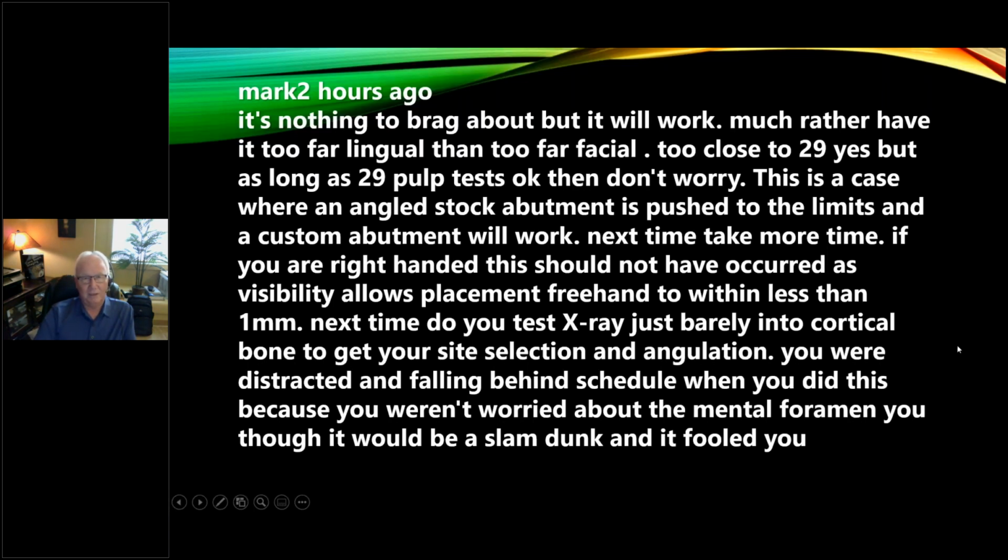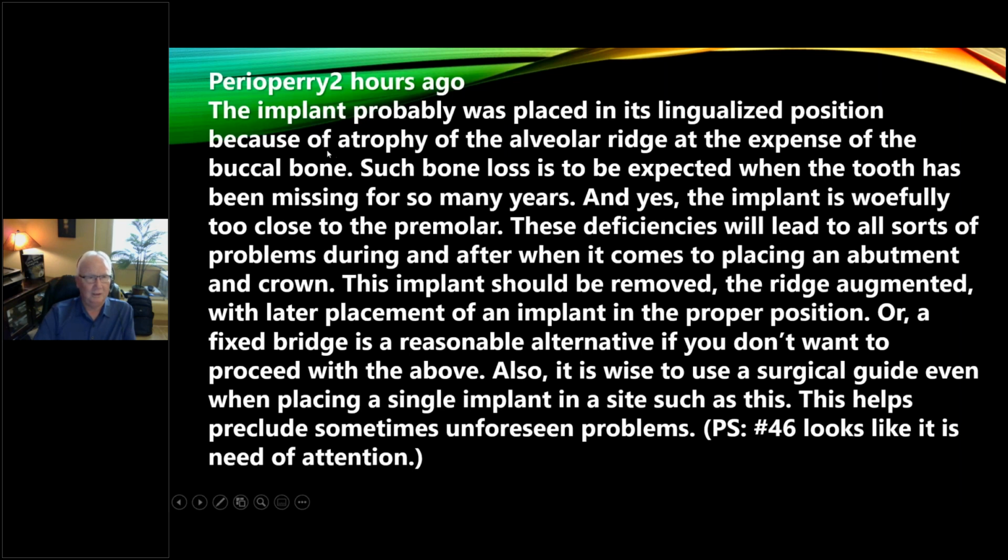So one person said, this is nothing to brag about, but it'll work. Much rather have it too far lingual than too far facial. Too close to 29, but as long as the pulp test's okay, don't worry. This is like fixing a problem that you created in the first place, and you didn't have to have this problem. So basically he's saying, just go ahead and restore it. Whereas another responder said the implant probably was placed in its lingualized position because of atrophy at the expense of the buccal bone.